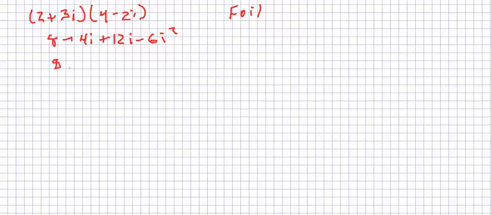So we have 8 minus 4i plus 12i is 8i, minus negative 1 times 6, minus a negative plus a positive, 8 plus 6, we have 14 plus 8i. All right, let's do one more and then we'll be done.